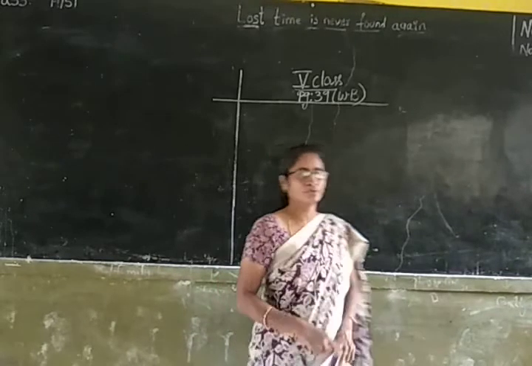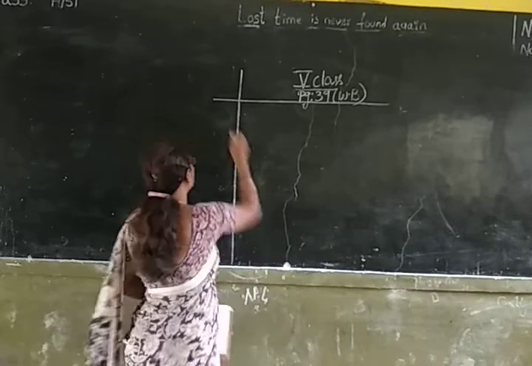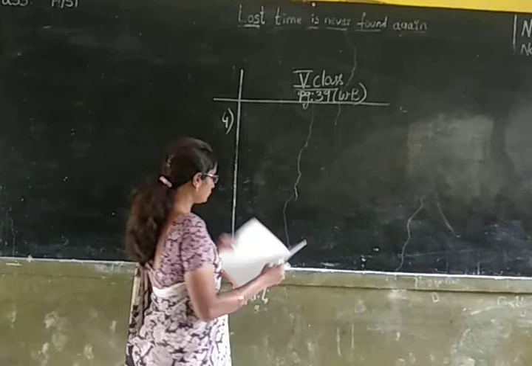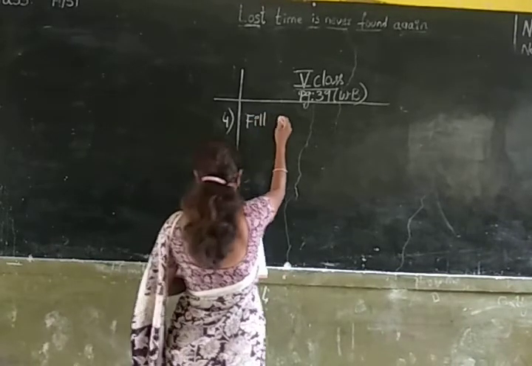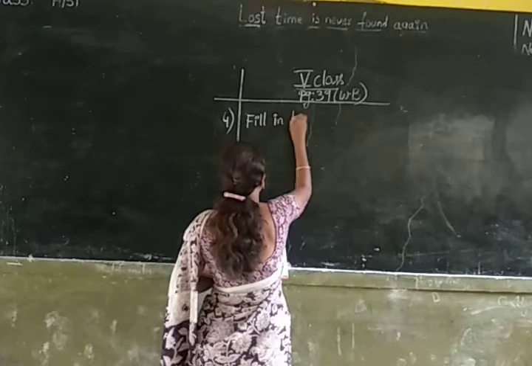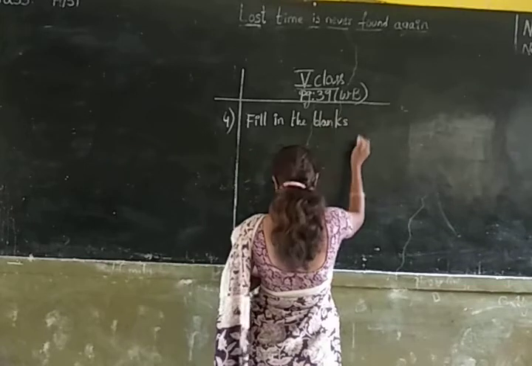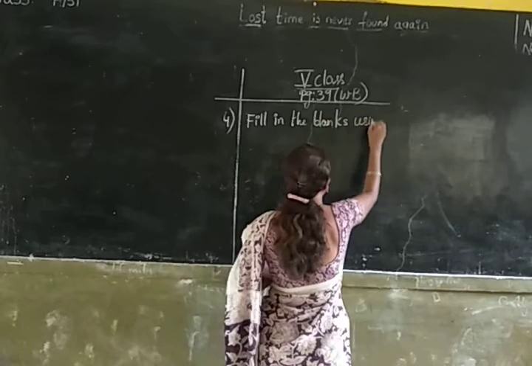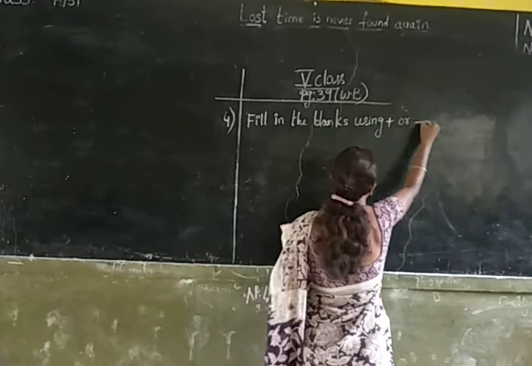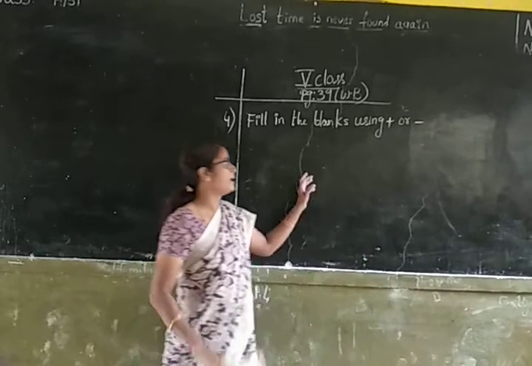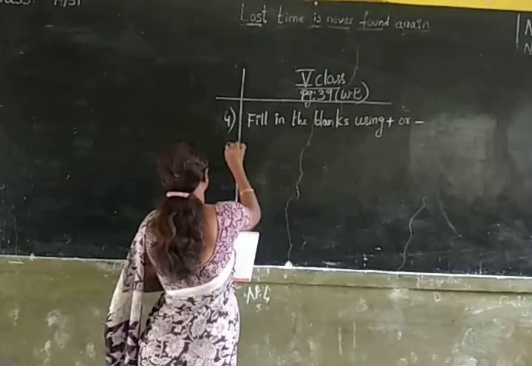Today we are going to do fourth question in workbook. Page number 39 workbook. Let us do the fourth question. The fourth question is fill in the blanks. Fill in the blanks using plus or minus. So we have to fill the blanks with either plus symbol or minus symbol. Let us do the A sum.